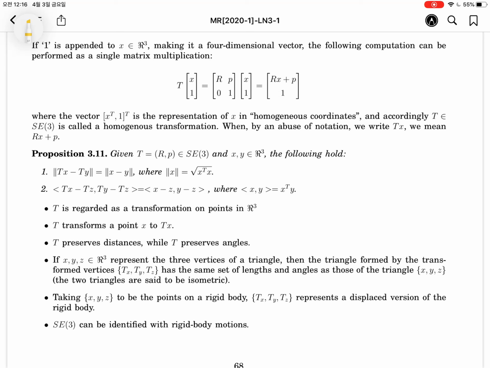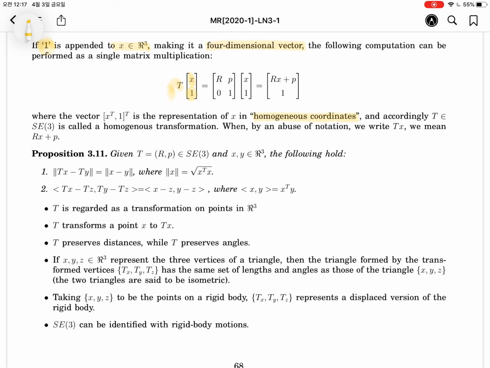Maybe you know the vector has 3 elements, but we will add 1 as the last element. Like this, 3 elements, and 1 is appended here. So we can make a 4-dimensional vector. This is called a homogeneous coordinate. A homogeneous coordinate has 4 elements, and the last element is always 1. If you add the 1 like this, then we can make the matrix-vector multiplication because T is 4x4.